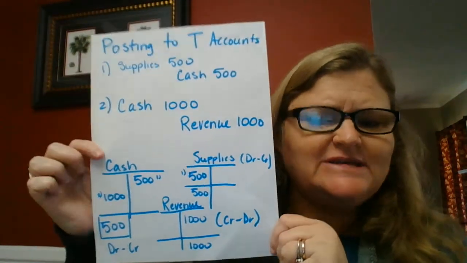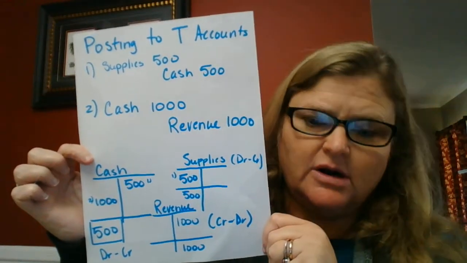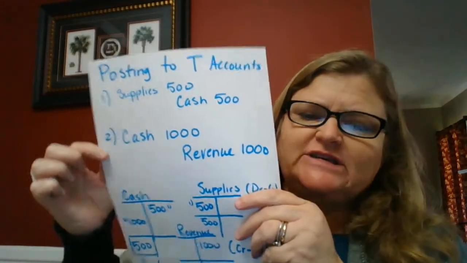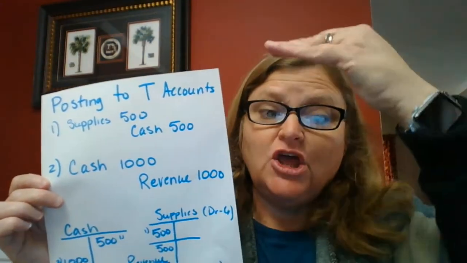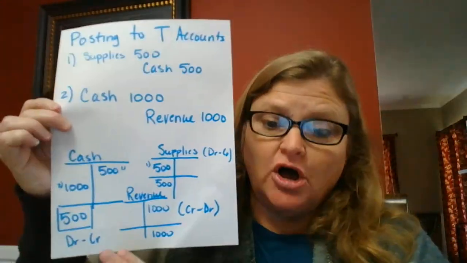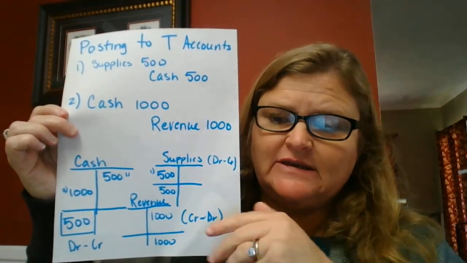Remember, we call them T accounts because they look like a great big T, right? Don't make that hard. So it's just the same thing. It's debits and credits. It's left side, right side. You just move that debit onto the debit side of the T account, or move that credit onto the credit side of the T account.